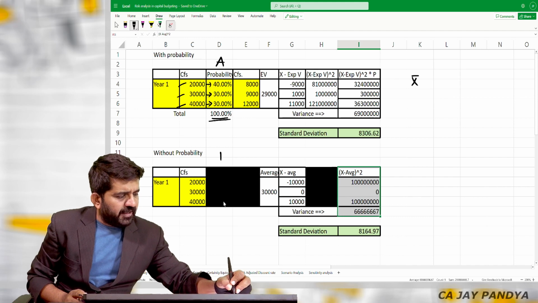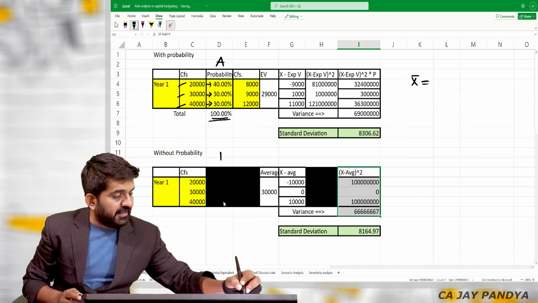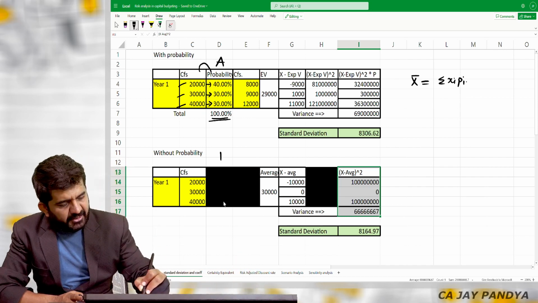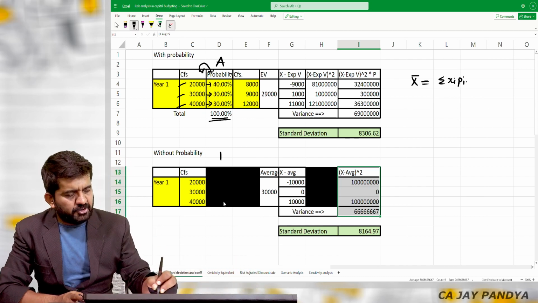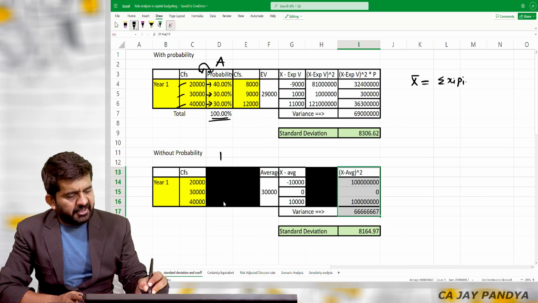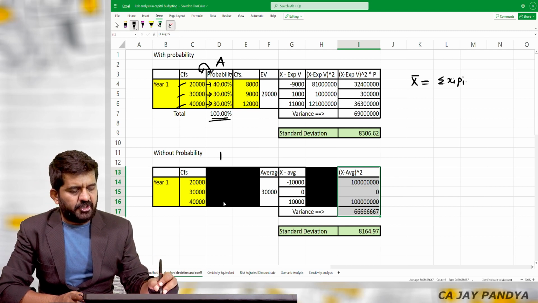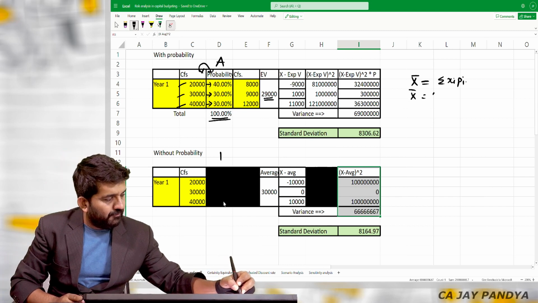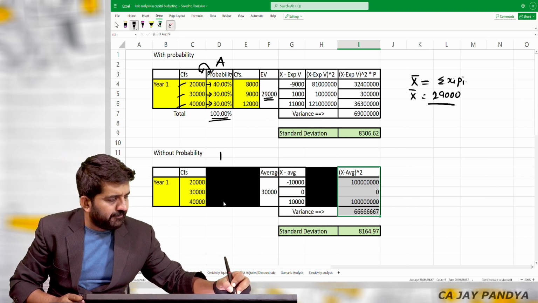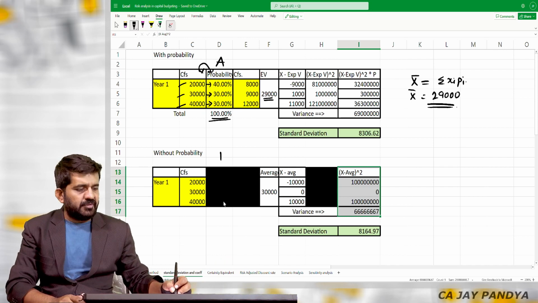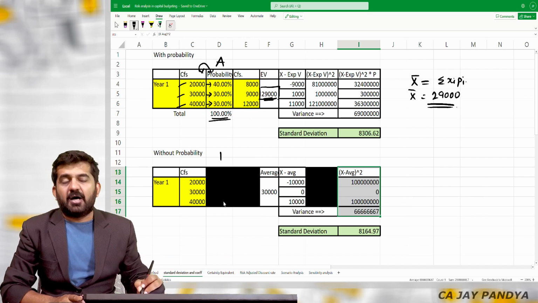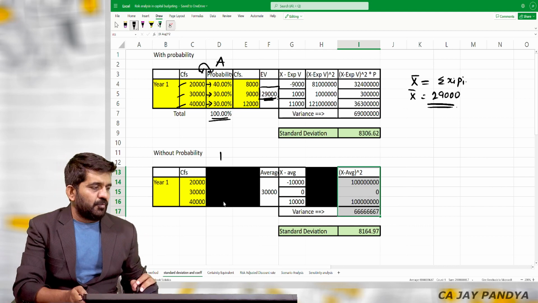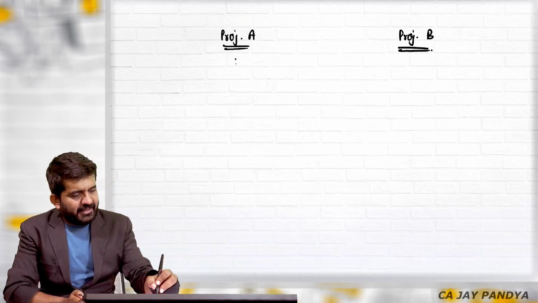If you want to find out X bar, if probability is available, it is sigma xi pi. So I need to multiply these two columns: 20,000 into 40% is 8,000, 30,000 into 30% is 9,000, and 40,000 into 30% is 12,000. X bar will be nothing but 29,000. So I have got this as X bar.